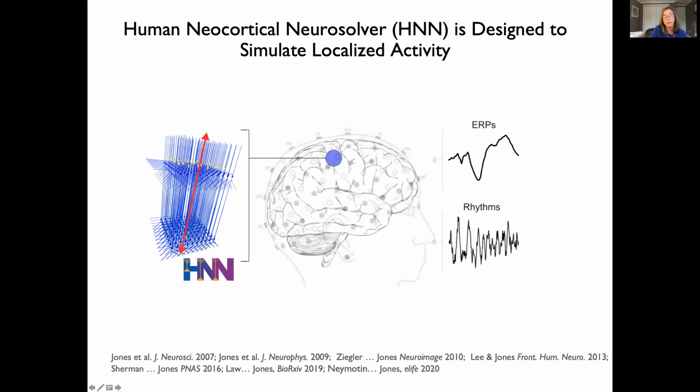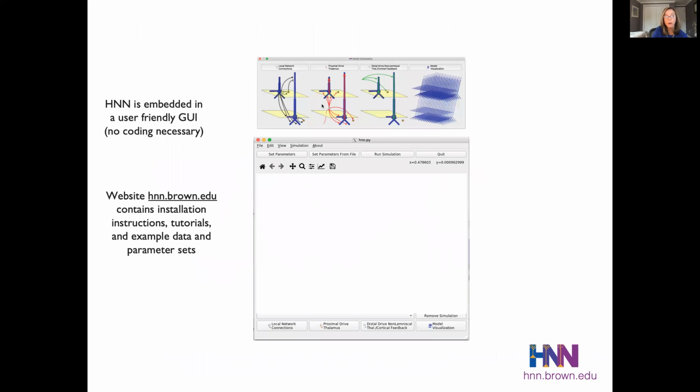Now this is a large scale simulation, right? There's thousands of differential equations, there's tons of parameters. All of the code is open source, it's available on GitHub. But if you don't have any experience in building and working with complex neural models, the code is really hard to understand. And so to make this accessible to a broad community, we've embedded it in a graphical user interface.